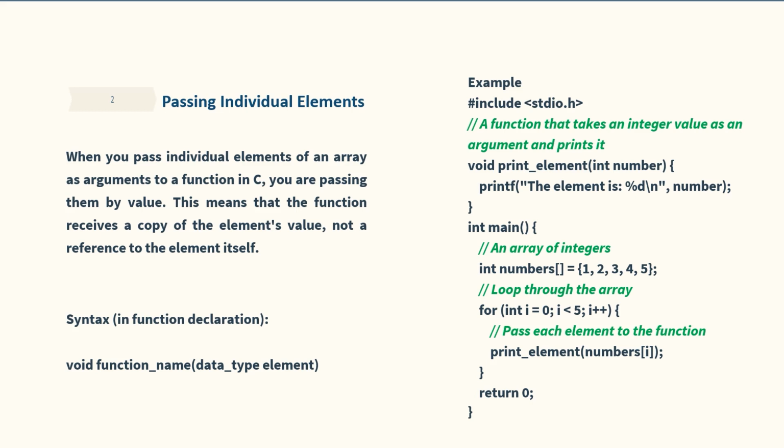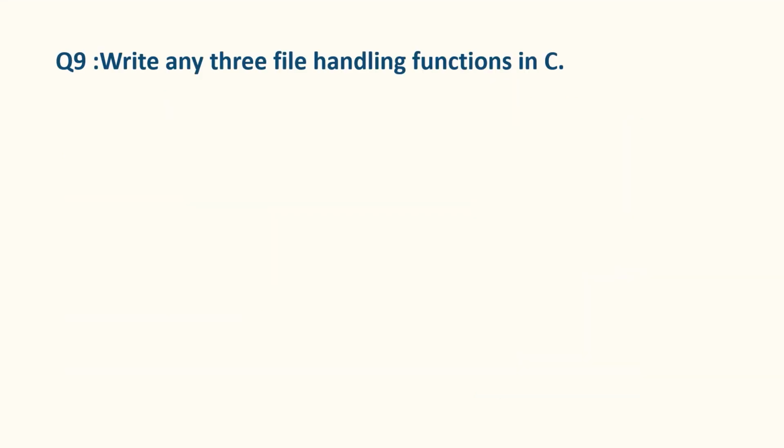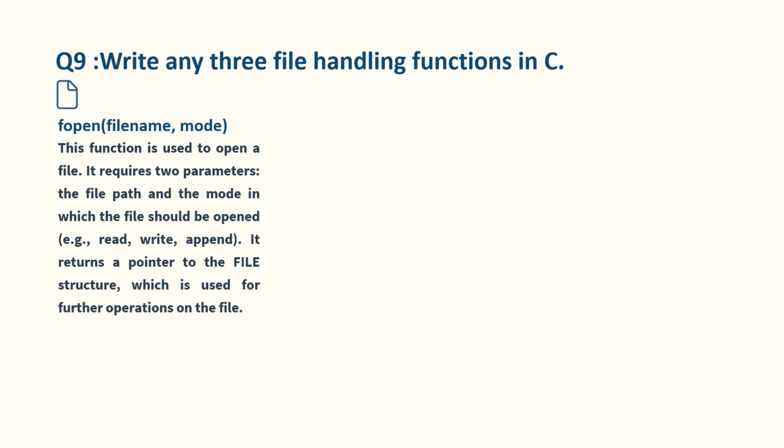Question number 9. Write any three file handling functions in C. fopen. This function is used to open a file. It requires two parameters, the file path and the mode in which the file should be opened, for example read, write, append. It returns a pointer to the file structure, which is used for further operations on the file. In this example, the fopen function opens the file text.txt in read mode.